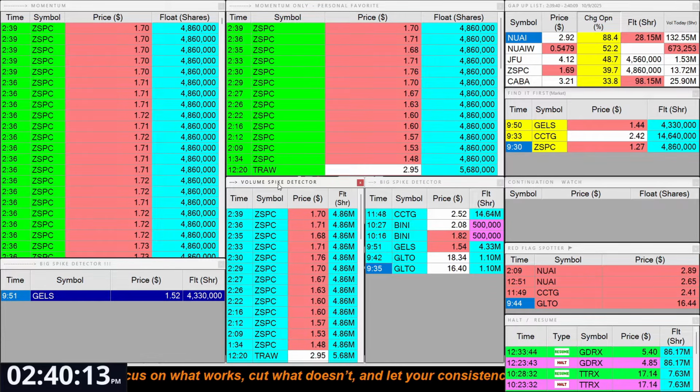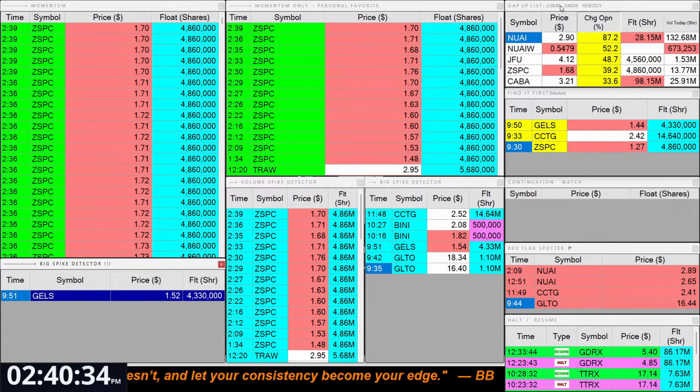So this is a volume spike detector. You can see ZSPC at $1.48, and all of a sudden up to $1.70. That's a nice move. Again, that's a really nice move in a matter of an hour. If you measure that out percentage-wise, that's a decent move right there. So that is looking for volume spikes. This one is looking for percentage spikes, as well as this one, in the last 5 to 10 minutes.